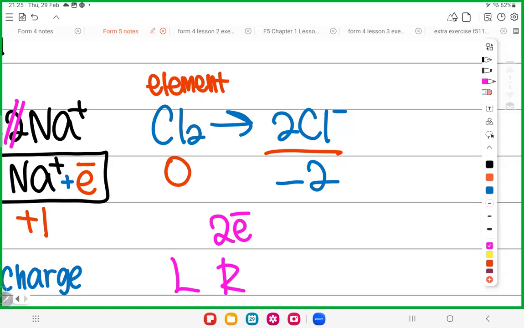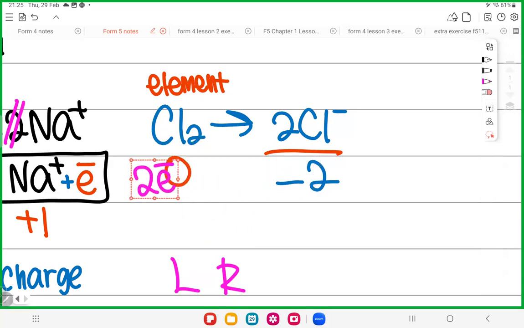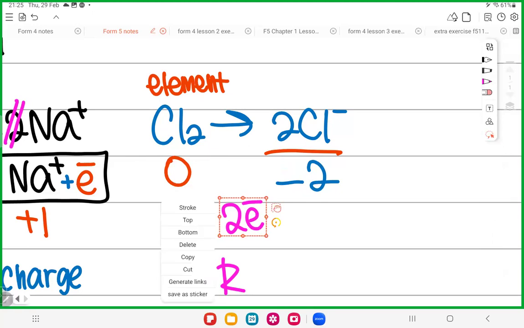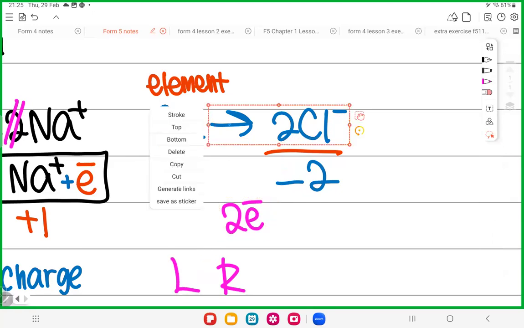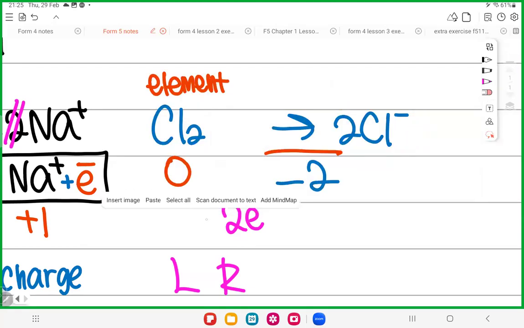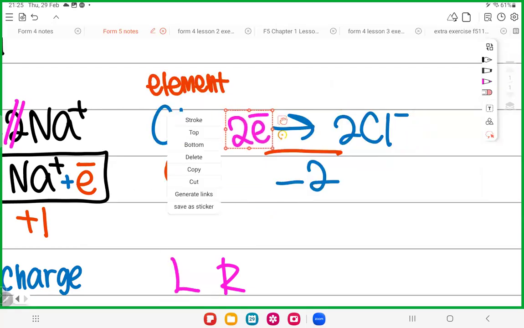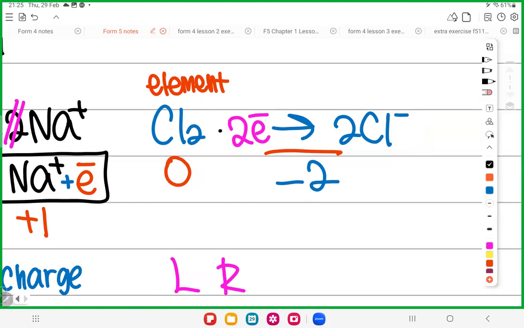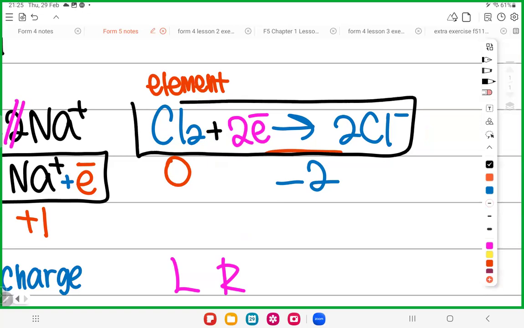So mathematically, we know 0 and -2. Which is more positive? 0. So you put the electron to the positive side. So you put it here. Okay, you put the electron here. So when you put the electron, put a plus. That's all. Okay? So this is our half equation.